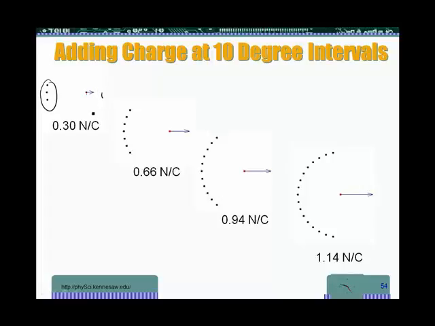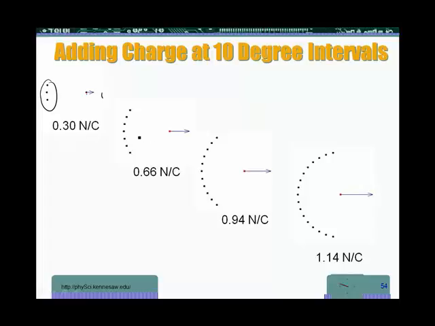Since the angles are the same up and down, the vertical components of the electrical field are going to cancel out, and the horizontal components will add up to have a result of 0.30 newtons per coulomb in this case. And actually, the unit is arbitrary. I just put newtons per coulomb, whatever.